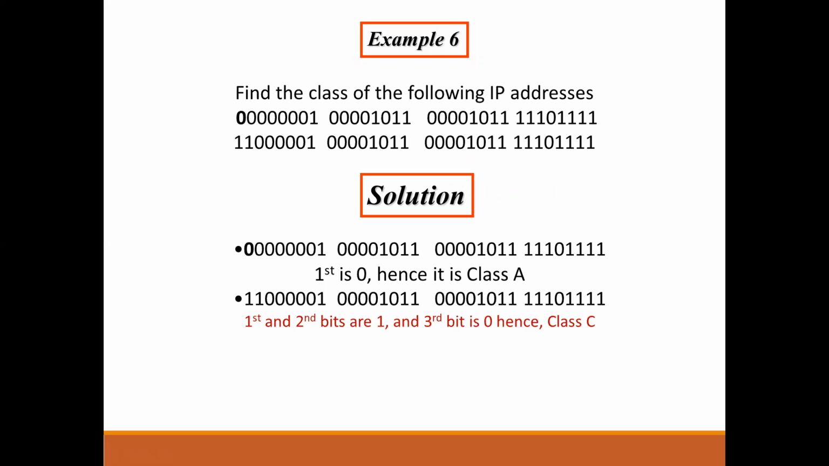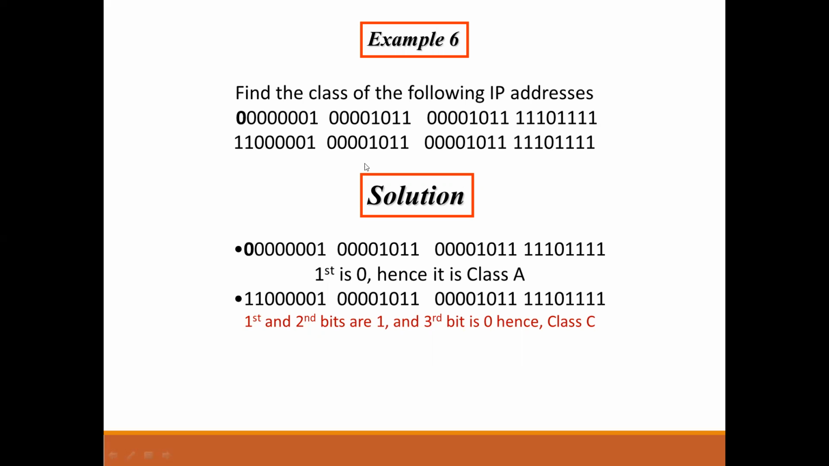Then the next example, example number 6. In that, they can ask us to find the class of the following IP addresses. The example is given over here, and they will ask to find the class of the address. So we will take the first example. This is the first byte, second byte, third byte, and fourth byte. And we have to check the first byte. The leading bit of this first byte is 0. The first bit is 0, hence it is a class A addressing system.